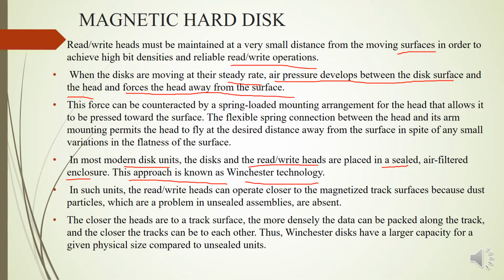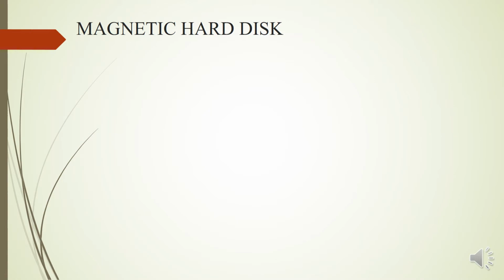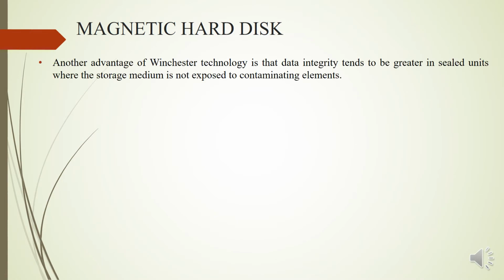The closer the heads are to the track surface, the more densely data can be packed along the track, and the closer the tracks can be to each other. Thus, the Winchester disk can have a larger capacity for a given physical size compared to the unsealed units. The advantage of Winchester technology is that data integrity tends to be greater in sealed units, where the storage medium is not exposed to contaminating elements.